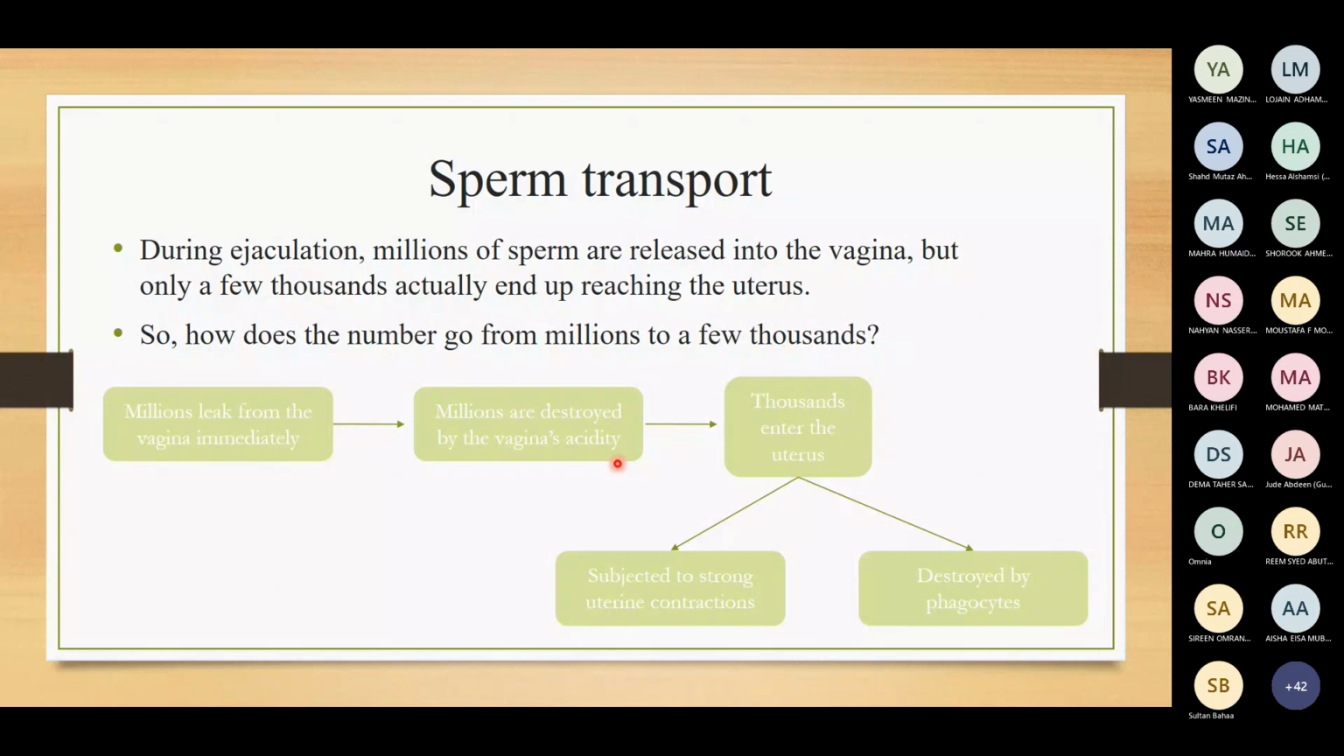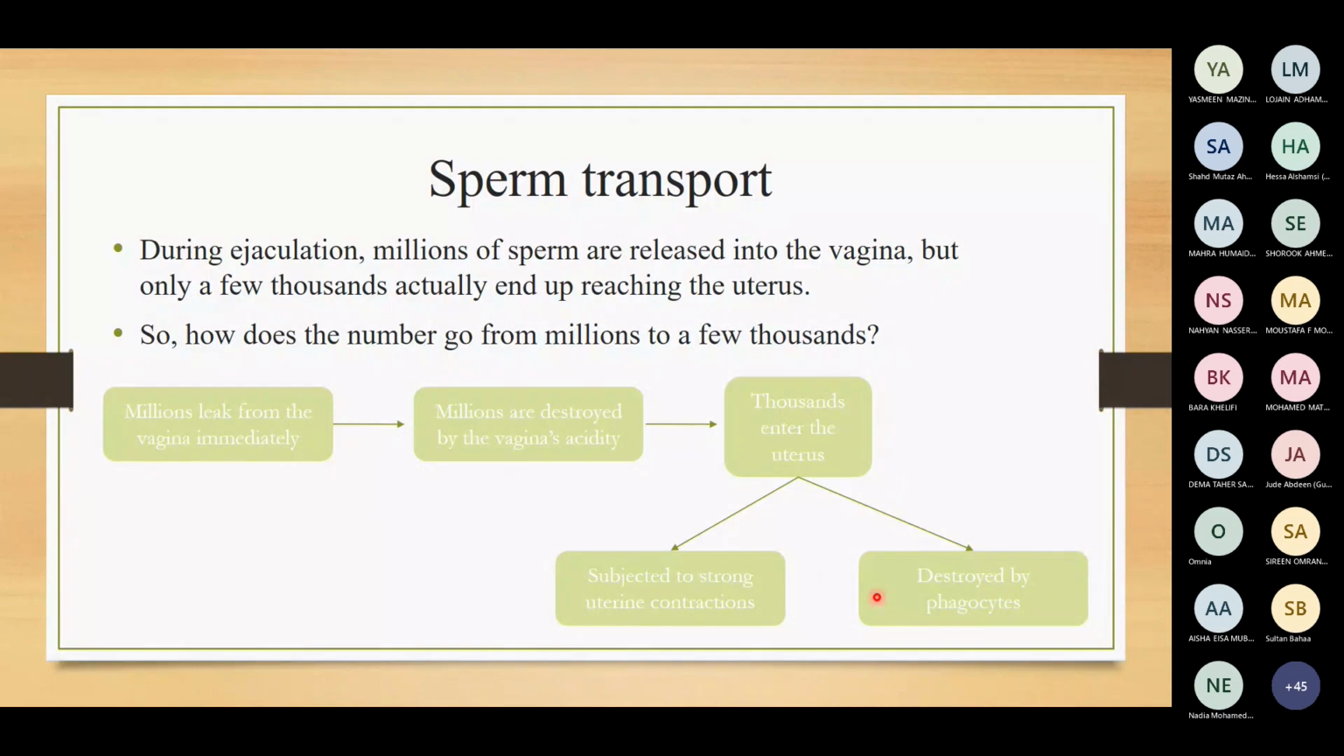Now, the ones that survive this are just a couple of thousand and they will manage to reach the uterus. But does that mean they're going to fertilize the egg? No, they're also going to be killed by uterine contractions. And if they do survive that, then they're going to be destroyed by phagocytes, cells that will engulf them and just destroy them. So it takes a lot for a sperm to actually reach the egg. Is that clear for everyone? Is everyone familiar with all of these?